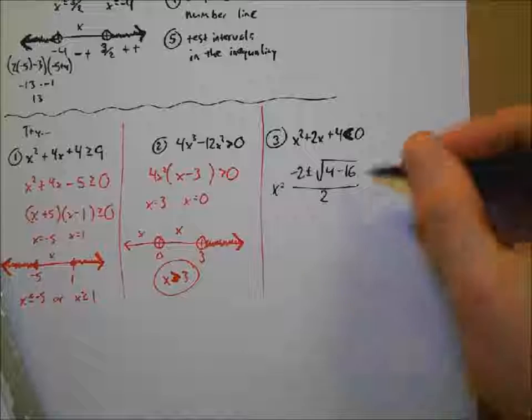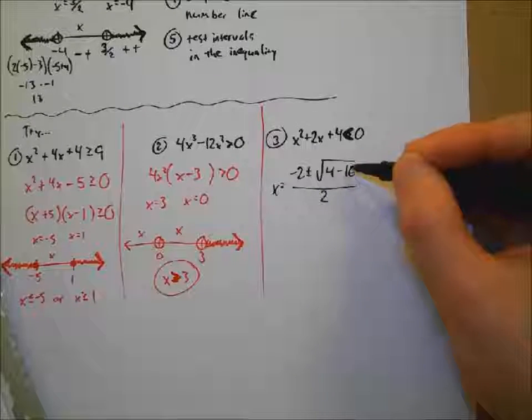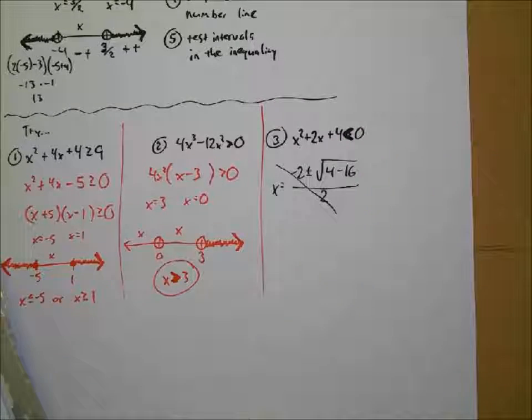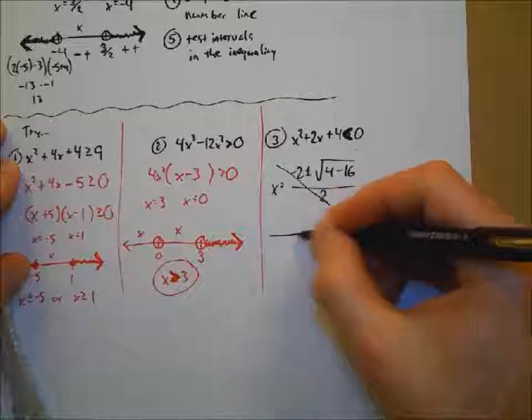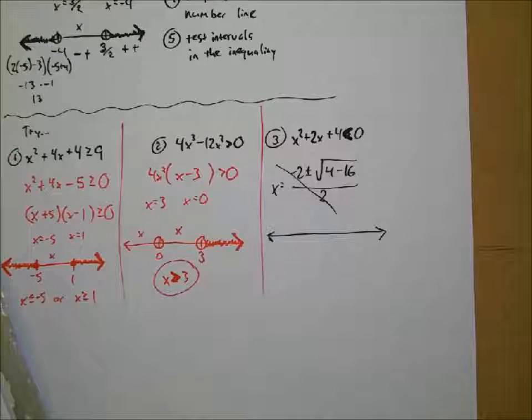Okay, well, how about here with this 4 minus 16? That's going to be negative, and then we're going to take the square root of a negative. So these roots are going to be imaginary, right? So we have no roots. We still have a number line, but we have no zeros. So what's our interval here to check? It's the entire number line, right?